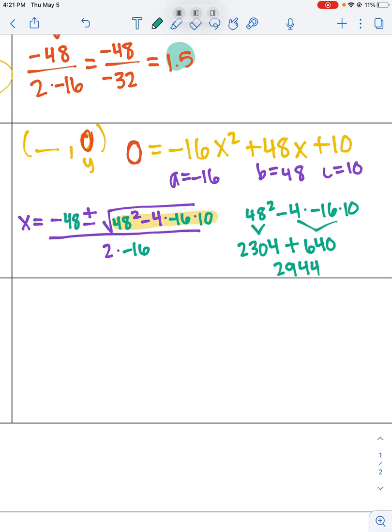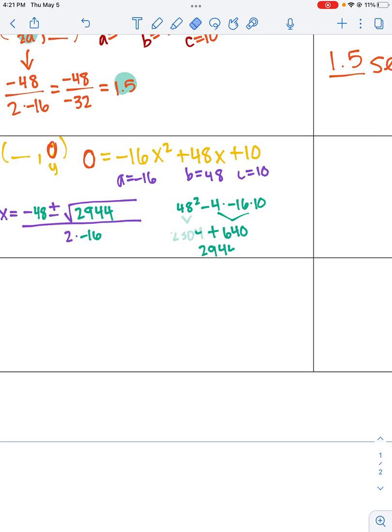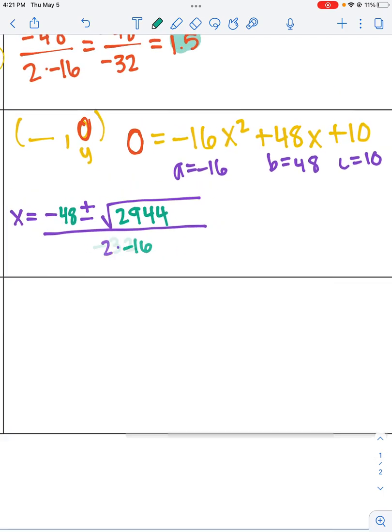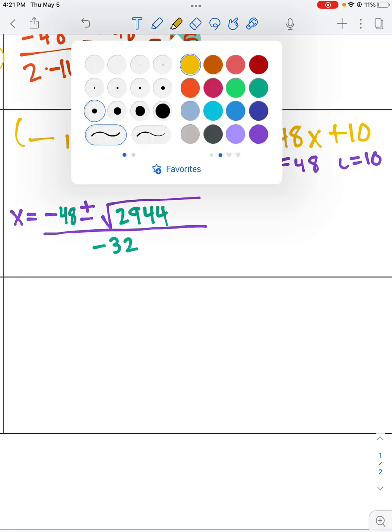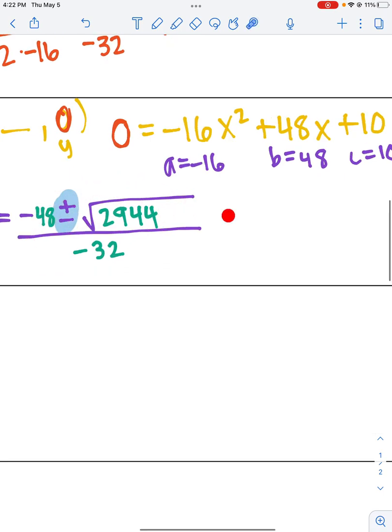So I'm going to go back and just replace that with 2,944. And then down here, 2 times -16 is -32, so we can simplify that as well. And then our last step would be to apply this plus or minus, so that just means we do this entire thing twice, once with the plus sign, once with the minus sign.